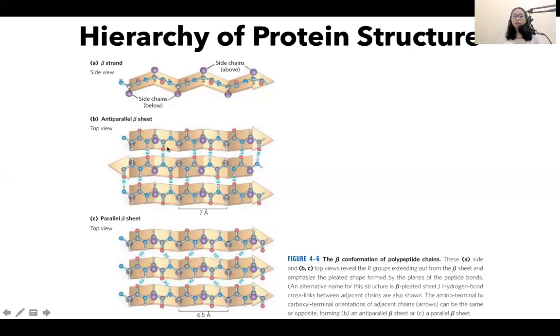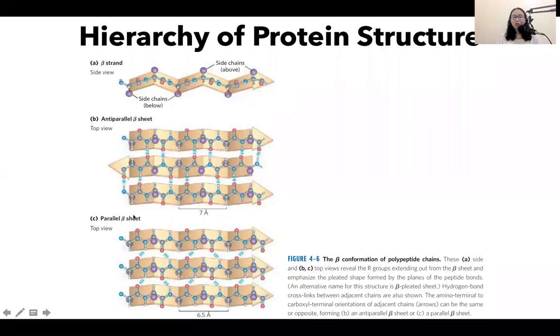Now, just to comment, your antiparallel beta sheet is more stable because the hydrogen bonds formed between your NH group and carbonyl group is more linear than the hydrogen bonds formed in the parallel beta sheet. Okay, so there is some angle in the hydrogen bond in the parallel beta sheet, but in the antiparallel, it's linear, so it's the optimum orientation for a hydrogen bond.